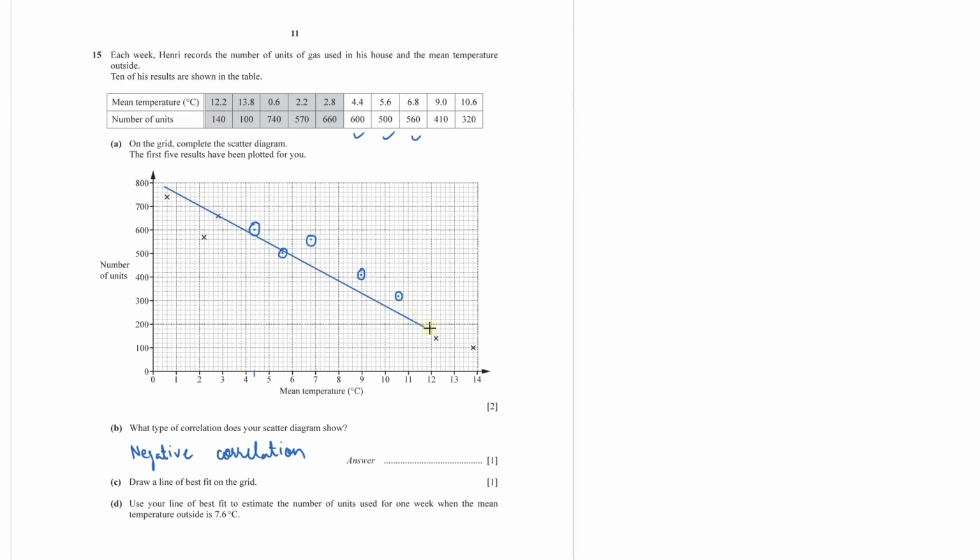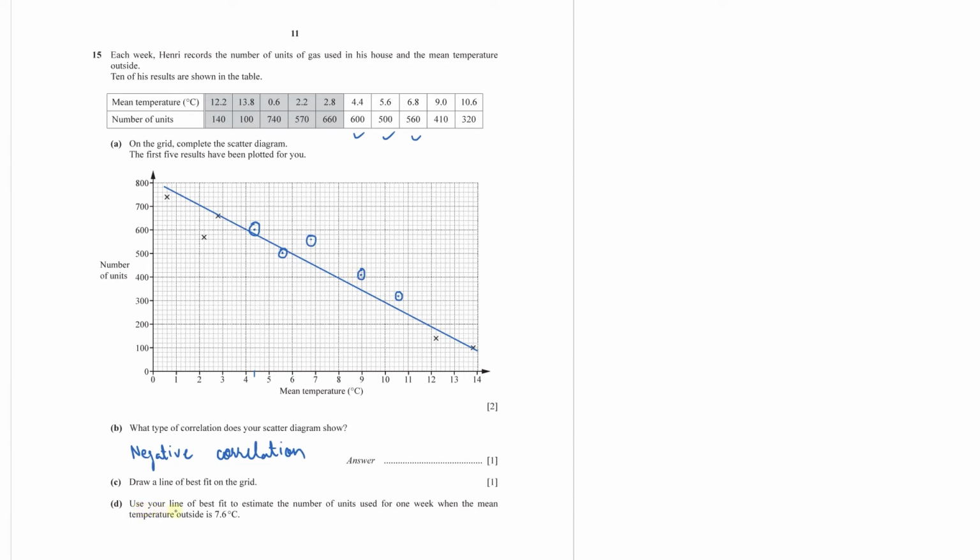So if I join these 2 points here like this, my line is passing through 2 points. So let me just leave it here. My line is passing through this point and this point, and I have 1, 2, 3, and 4 points below the line, and then I have 1, 2, 3, and 4 points above the line as well. So this seems like a good fit for this scatter plot.